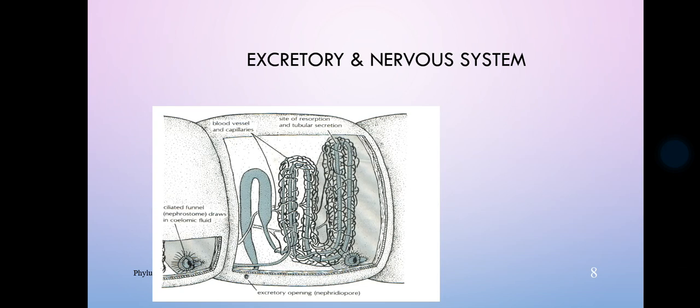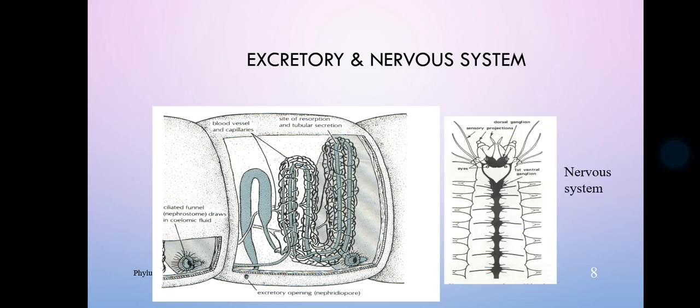Excretory and nervous system. Ciliated funnel nephrostome draws in coelomic fluid. Blood vessels and capillary site of resorption and tubular secretion. Excretory opening, nephridiopore. Nervous system and sensory projections: dorsal ganglion, eyes, first ventral ganglion, second, and so on.